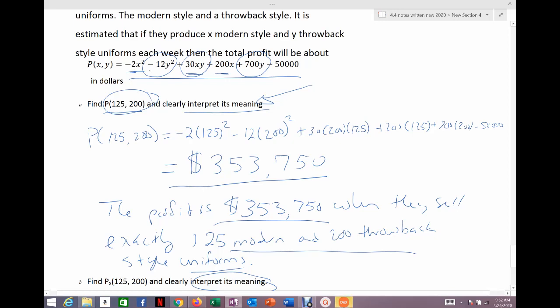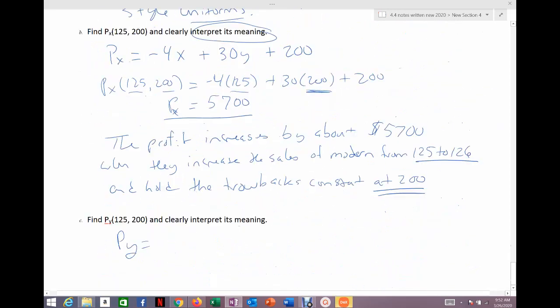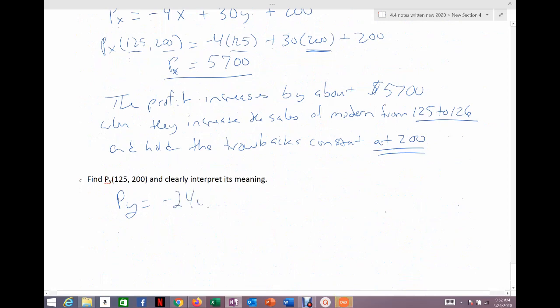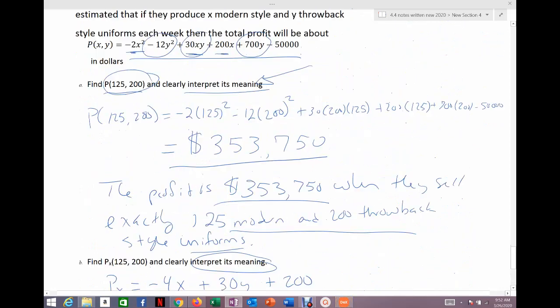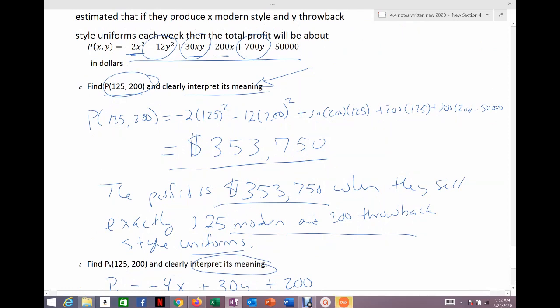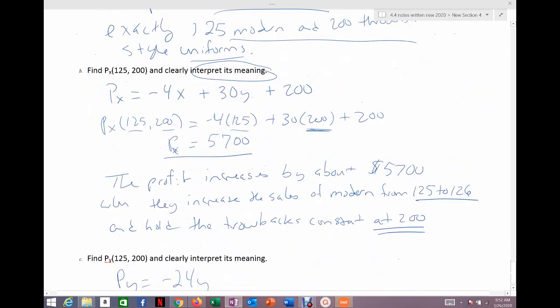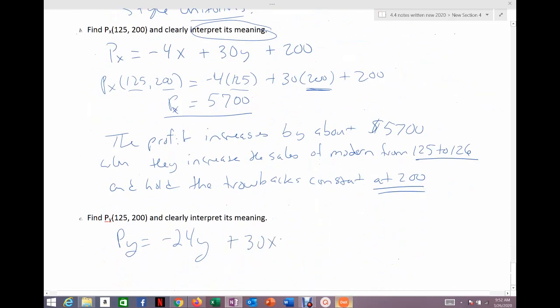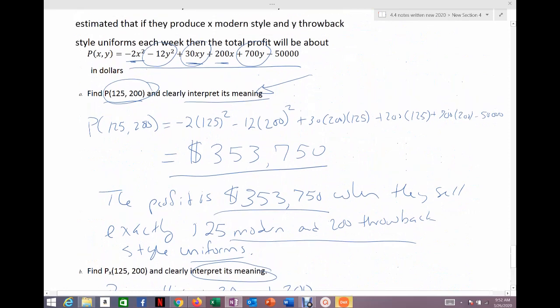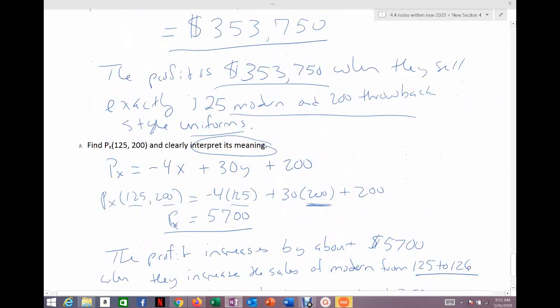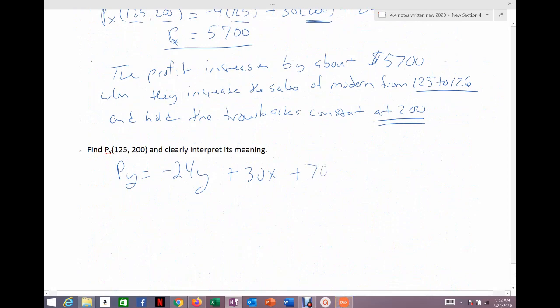The first piece is negative 12y squared, so that's going to give me negative 24y. The next piece, 30xy, so 30x. 30 comes along, x comes along, derivative of y is 1. So plus 30x, and then the last one is the 700y, so the derivative of the 700y with respect to y is plus 700. So there's the derivative of the profit function with respect to y, negative 24y plus 30x plus 700. Now I plug my values in, and make sure you're careful, it's really easy to flip x and y in this case.